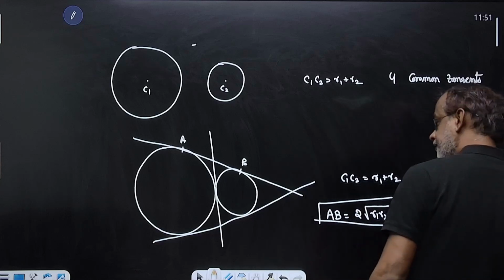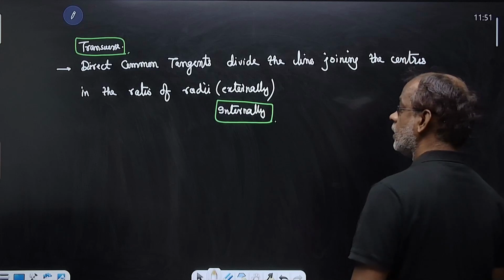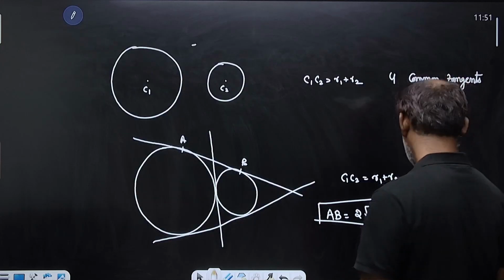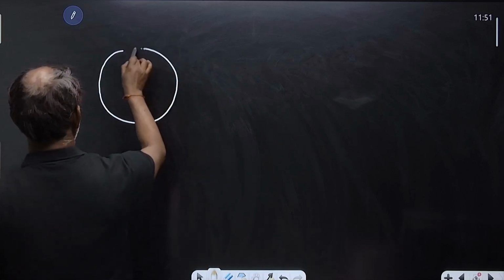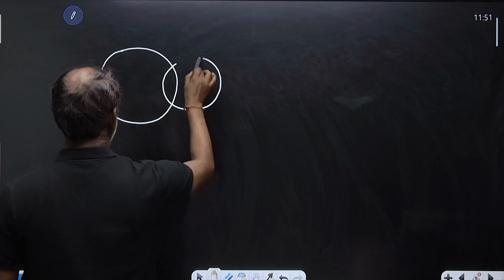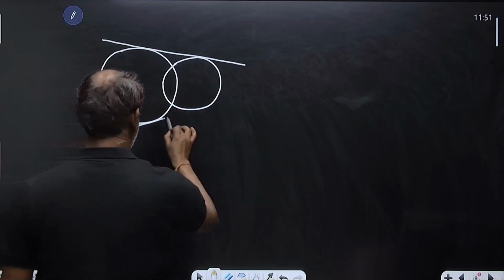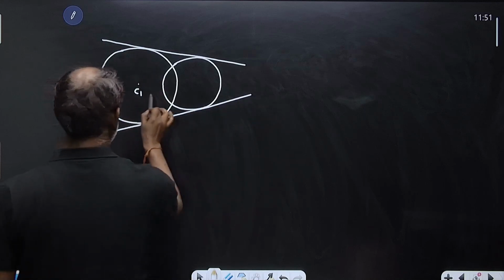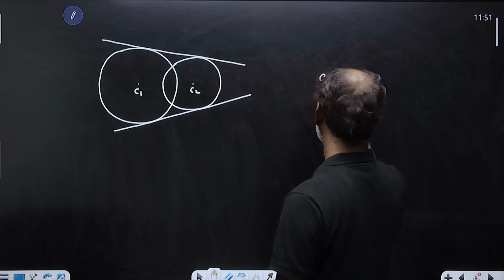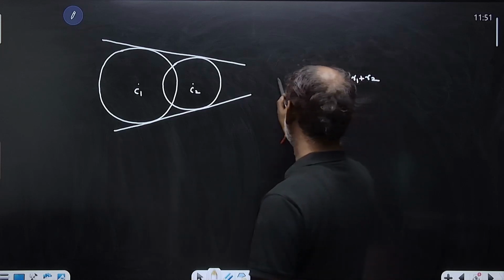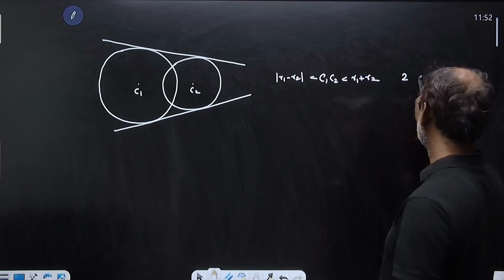Now, moving ahead, if these two circles intersect each other at 2 distinct points, then you only have direct common tangents. So, when C1C2, the distance between centers, is less than R1 plus R2 and greater than R1 minus R2, we have 2 common tangents.